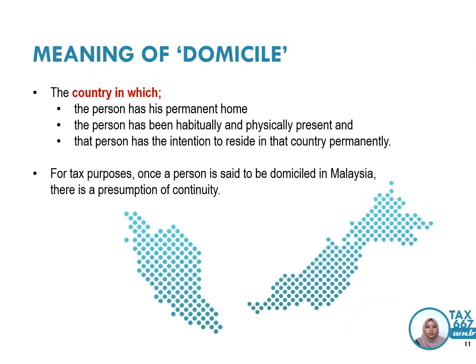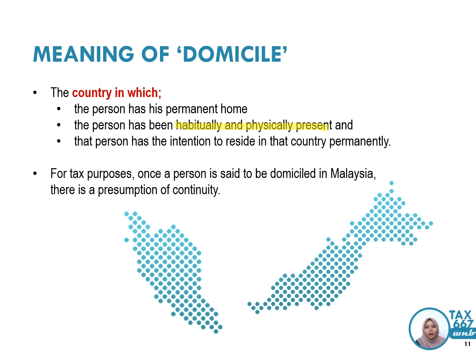So, here is the meaning of domicile. Domicile means the country in which the person has his permanent home. So, kalau si mati tu dia ada rumah dia yang kekal dekat Malaysia dan dia meninggal, dia dikira sebagai meninggal berstatus domisil di Malaysia. Or the person has been habitually and physically present. So, dia memang sepanjang hayat hidup dia ada je dekat Malaysia.